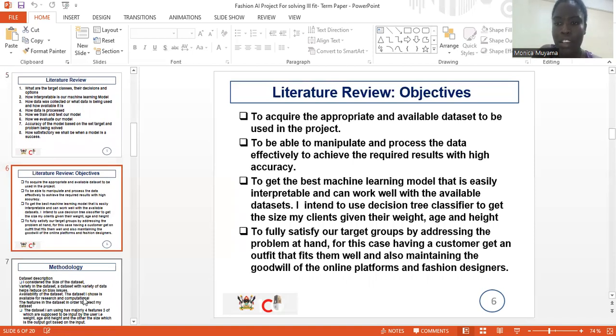The research objectives are to acquire the appropriate and available data set to be used in the project, to be able to manipulate and process the data effectively, to achieve the required results with high accuracy, and to get the best machine learning model that is easily interpretable and can work well with the available data sets. I intend to use a Decision Tree Classifier to get the size of my clients given their weight, age, and height, to fully satisfy our target groups by addressing the problems at hand. For this case, that means having a customer get an outfit that fits them well and also maintaining the goodwill of the online platforms and fashion designers.